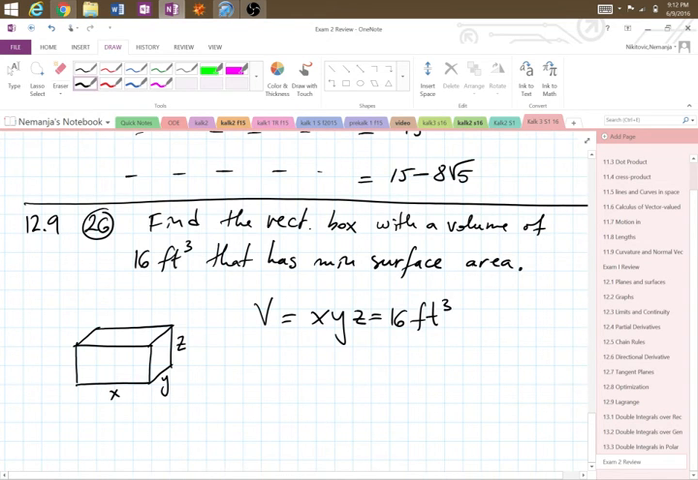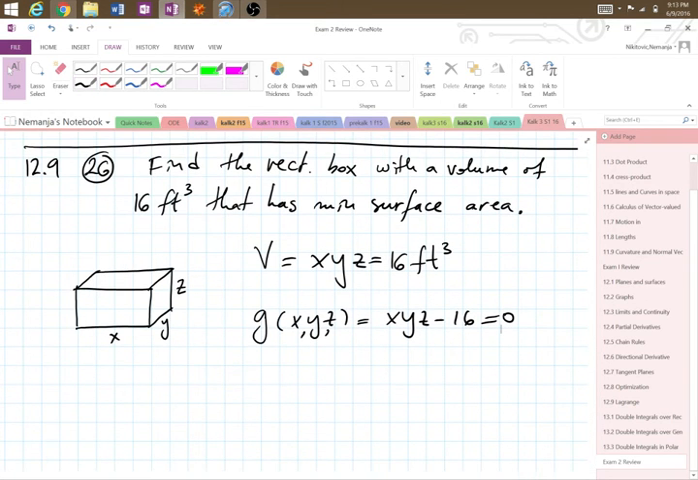So guys, this is your constraint equation because you have everything there, so therefore that's your G. G of X, Y, Z is xyz minus 16 equals 0.